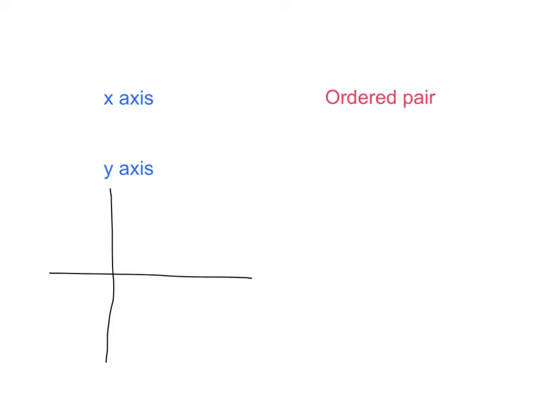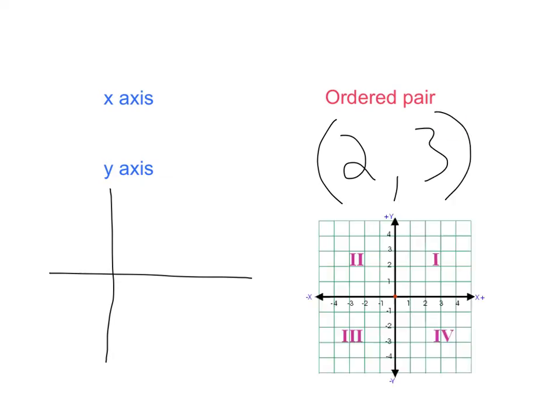An ordered pair would look something like this. Say we had (2, 3). We know that both these numbers are positive, so which quadrant should it be in? Should it be in the first, the second, the third, or the fourth quadrant? You should have said the first quadrant, because x and y are both positive. X and y are both positive, so it's somewhere in here.